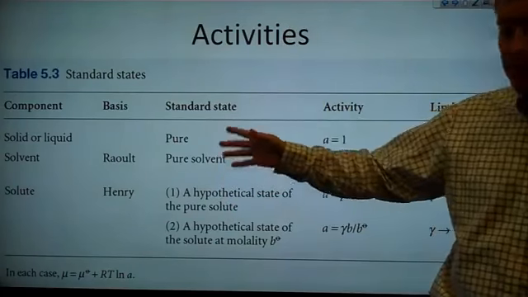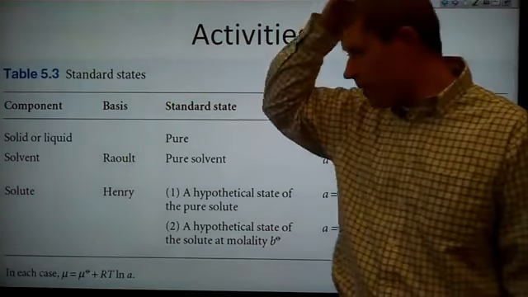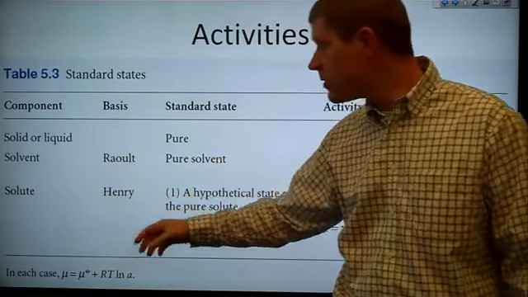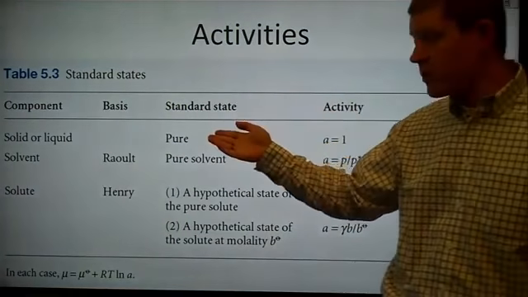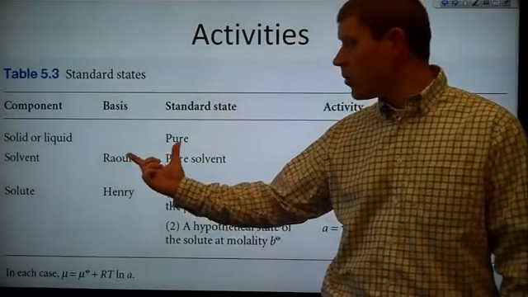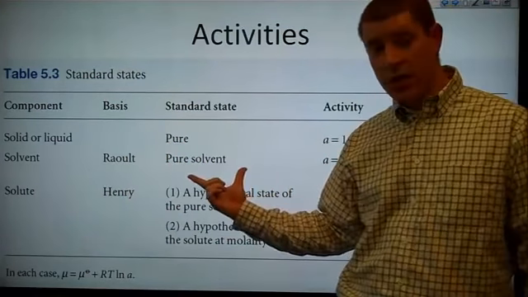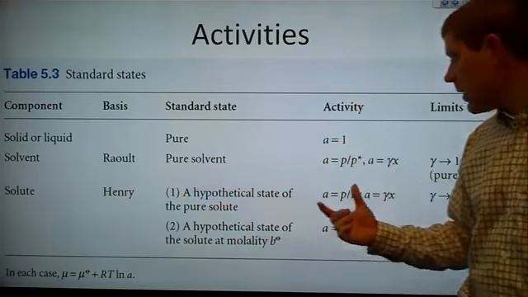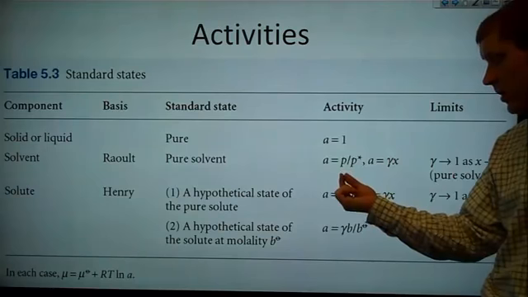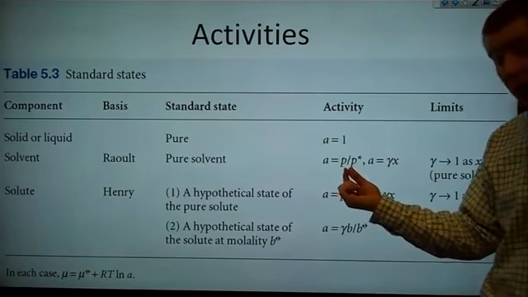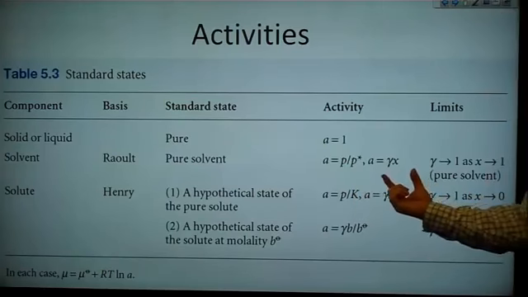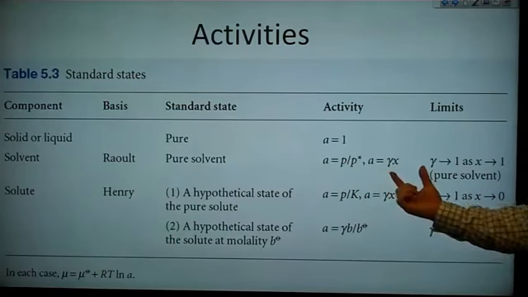So here we have a table of standard states. This is from Atkins, table 5.3. So you can see that for various components, solids or liquids, for solvents and for solutes, we have various standard states. For solids or liquids, the standard state is pure. The activity there is 1. For a solvent, we're looking at Raoult's law. The standard state is the pure solvent, and the activity there is related to the vapor pressure. So the activity is equal to the vapor pressure that we actually see divided by the vapor pressure of the pure solvent, and we're then going to derive a few other things here.